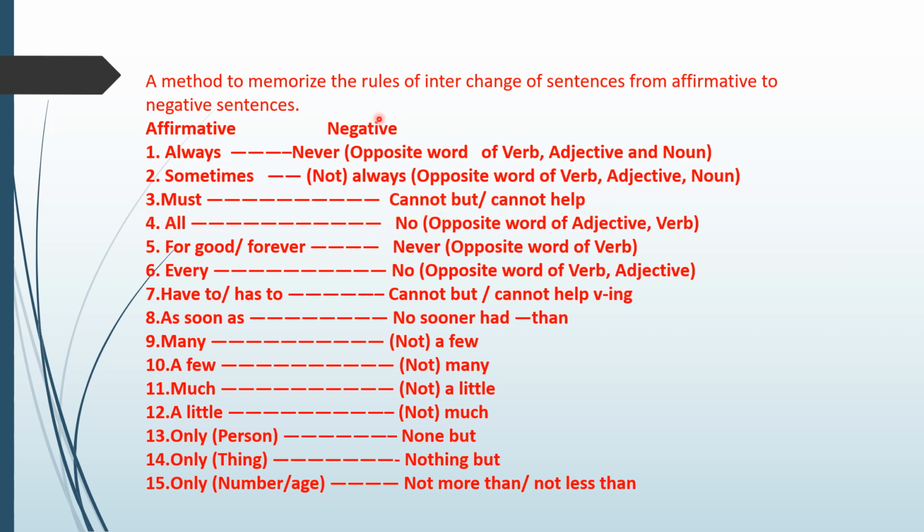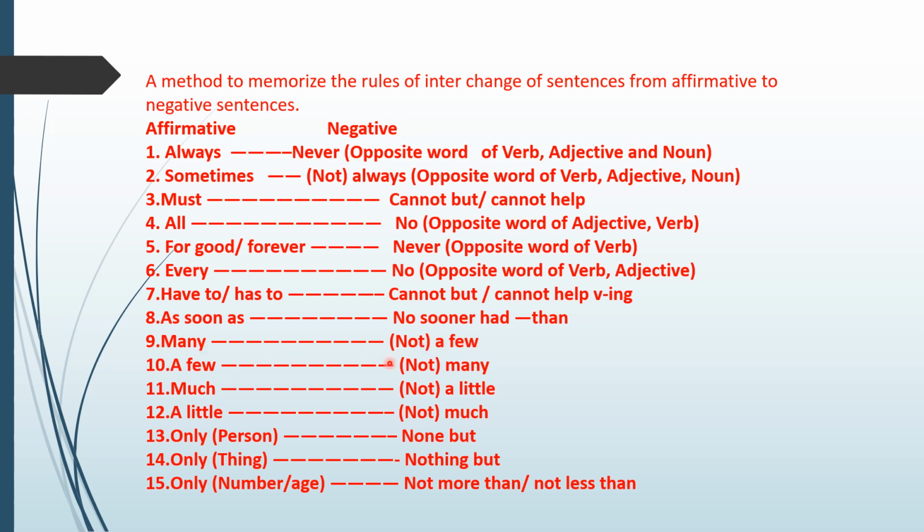If there is all, then in the negative you will use no and the opposite word of the adjective, or if there is a verb. For good or forever, then in the negative you will use never and the opposite word of the verb. Every, then you will use no and the opposite word of the verb, or if there is an adjective. Have to, has to, you will use the negative cannot but or cannot help and the ing form of the verb. As soon as, you will change it to no sooner had than.